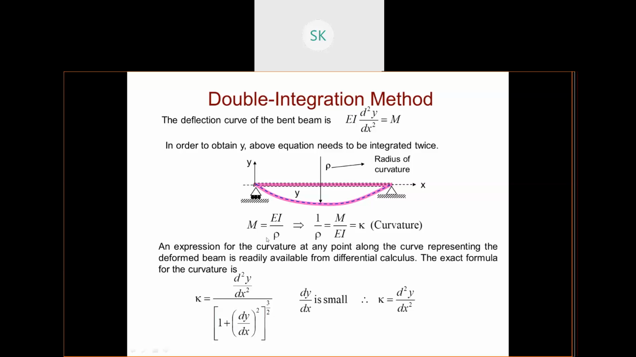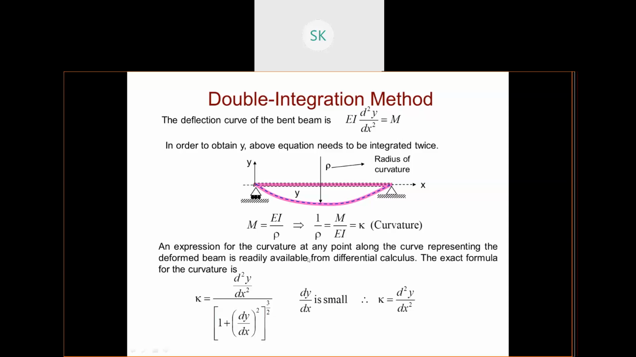Now M is equal to, we have discussed, we have bending equations, right? So this is from the bending equation only. M by I is E by rho, and 1 by R is equal to M by EI, which is equal to K. They have represented the curvature as K here. In the earlier classes, I have represented curvature as R. So no issue with that.